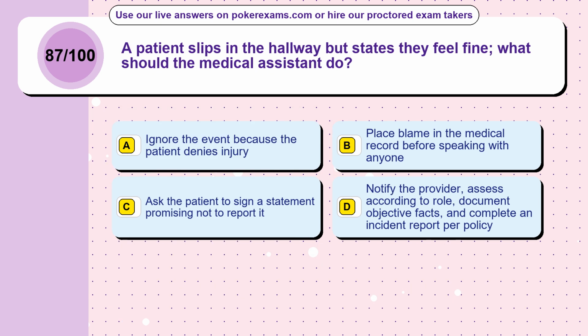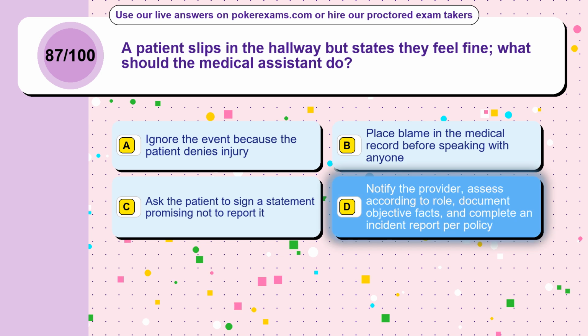Question 87. A patient slips in the hallway but states they feel fine. What should the medical assistant do? Option A. Ignore the event because the patient denies injury. Option B. Place blame in the medical record before speaking with anyone. Option C. Ask the patient to sign a statement promising not to report it. Option D. Notify the provider, assess according to role, document objective facts, and complete an incident report per policy.